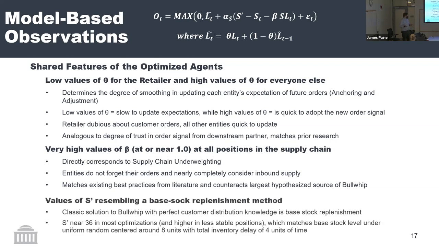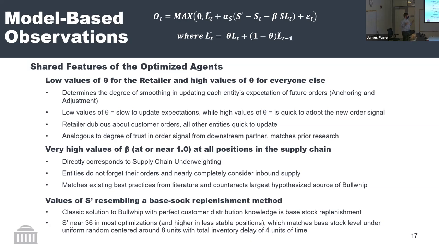And then finally, S prime, this is a very interesting one. S prime ends up actually coming to something near the base stock replenishment value that you'd expect from a fully rational supply chain. The exceptions are when you're in the middle positions where you're least stable, where it ends up trending above that number. But in general, this was not an assumption going into this optimization, but it did land on something near that base stock replenishment value.